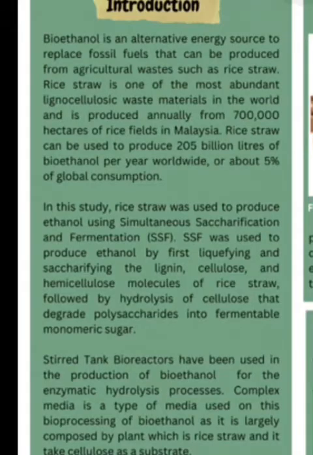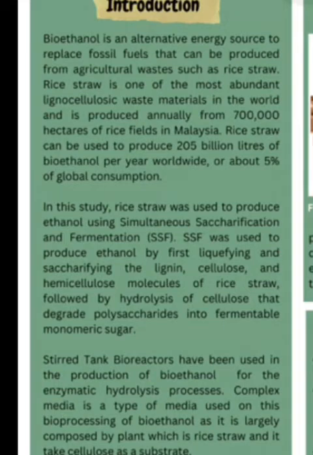For introduction, bioethanol is an alternative energy source to replace fossil fuels that can be produced from agricultural waste, such as rice straw. Rice straw is one of the most abundant lignocellulosic waste materials in the world, and it is produced annually from 700,000 hectares of rice field in Malaysia. Rice straw can be used to produce 205 billion liters of bioethanol per year, or about 5% of global consumption.